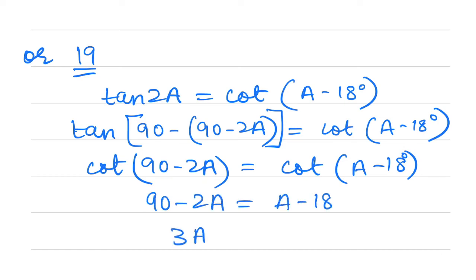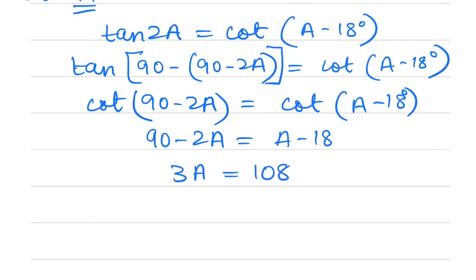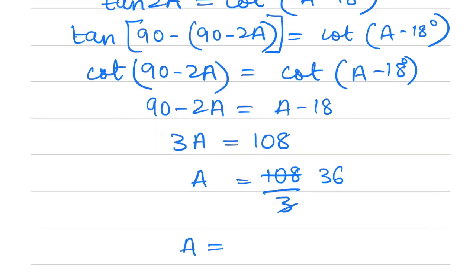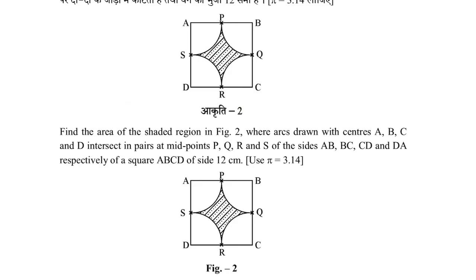Now 3a is equal to 108. A is equal to 108 by 3. So 3, 3 and 6. So a is equal to 36 degree. That's the answer. 20th question.